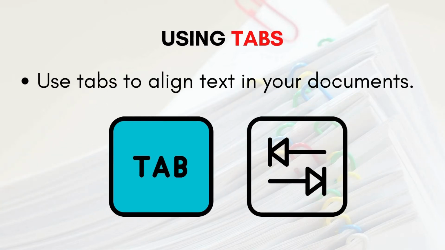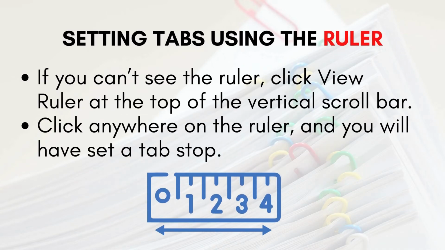Using tabs. Use tabs to align text in your documents. Setting tabs using the ruler. If you can't see the ruler, click View Ruler at the top of the vertical scroll bar. Click anywhere on the ruler, and you will have set a tab stop.